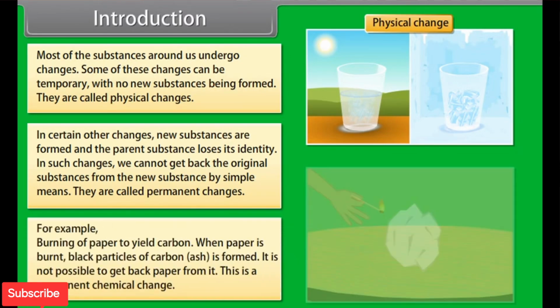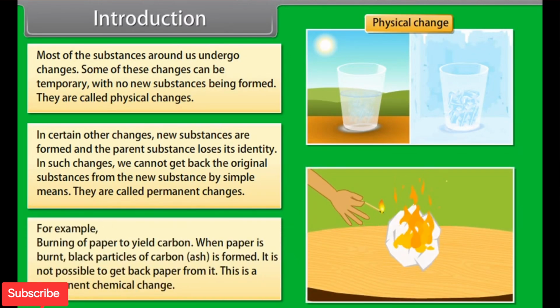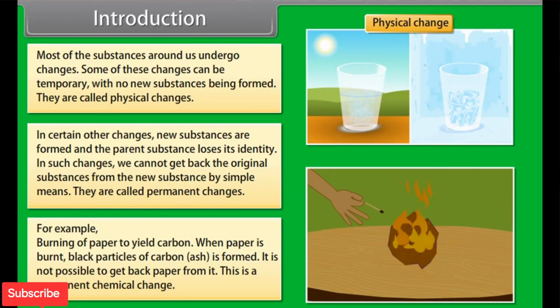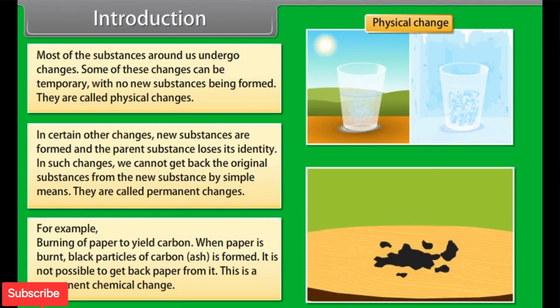For example, burning of paper to yield carbon. When paper is burnt, black particles of carbon, ash, is formed. Now it is not possible to get back paper from it. This is a permanent chemical change.